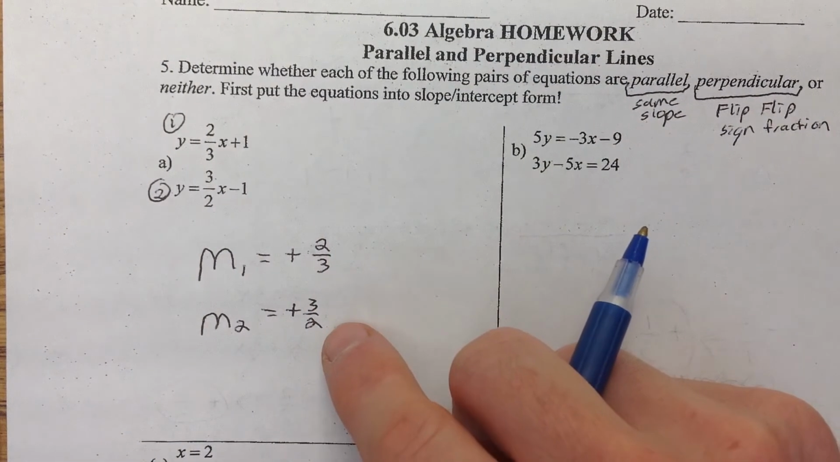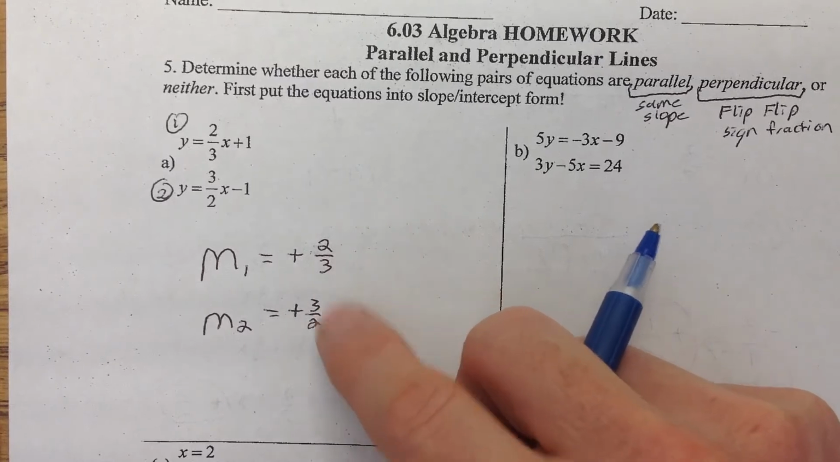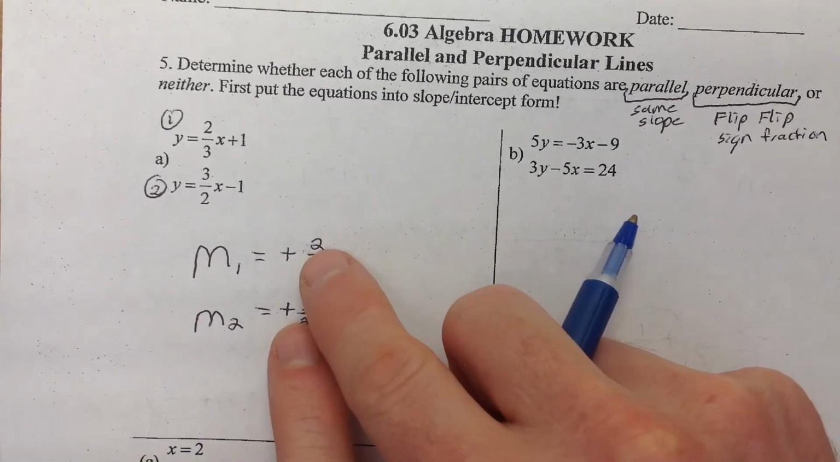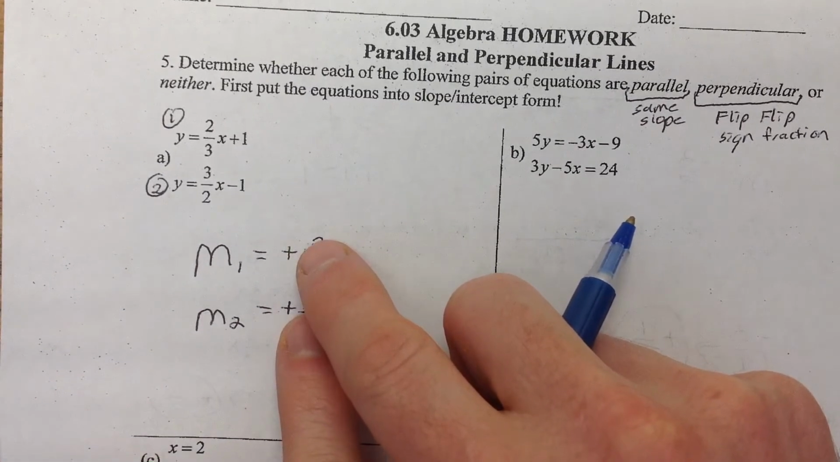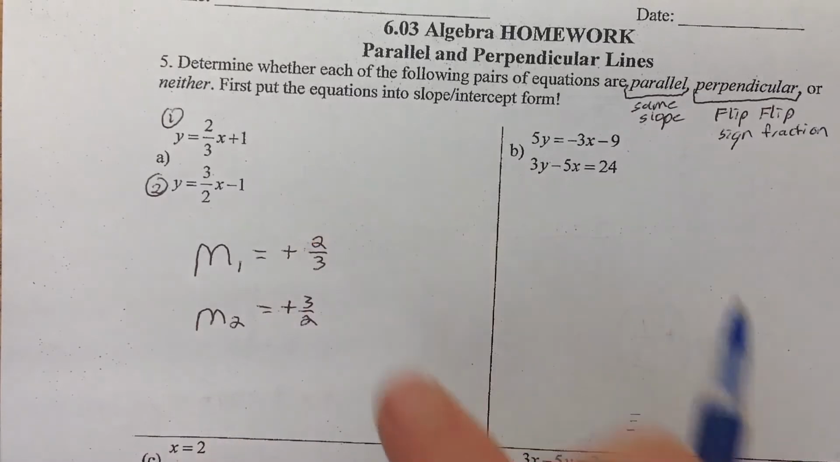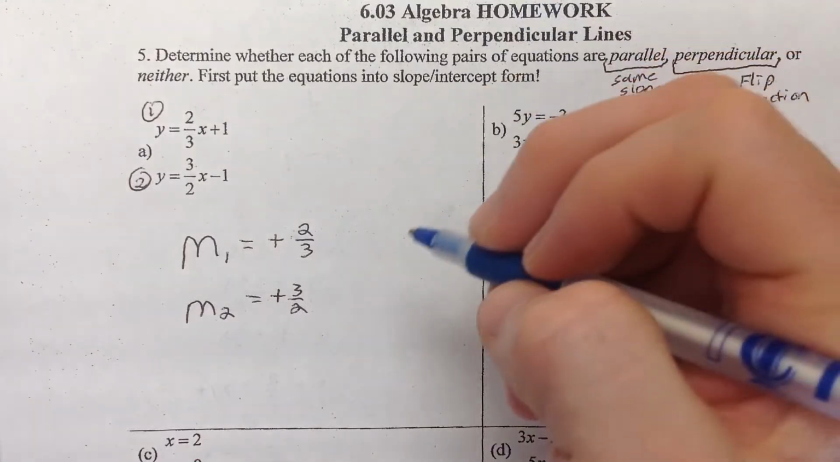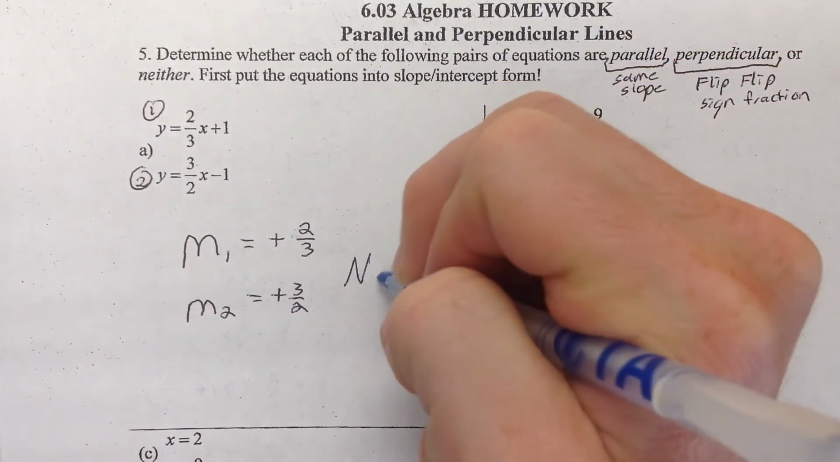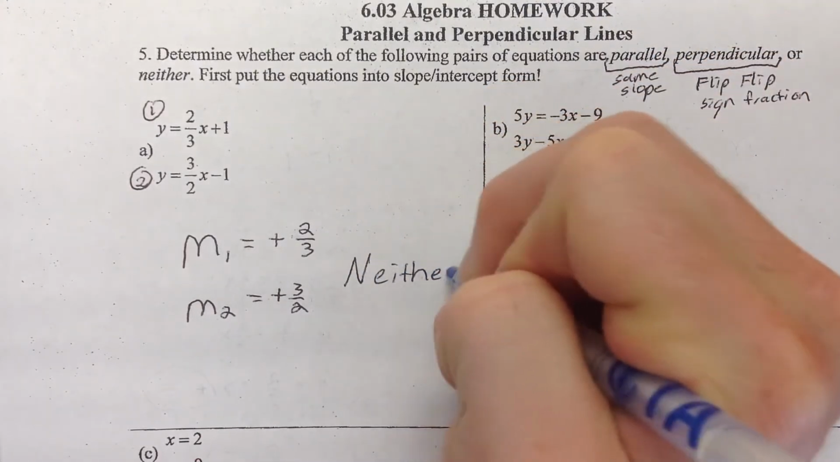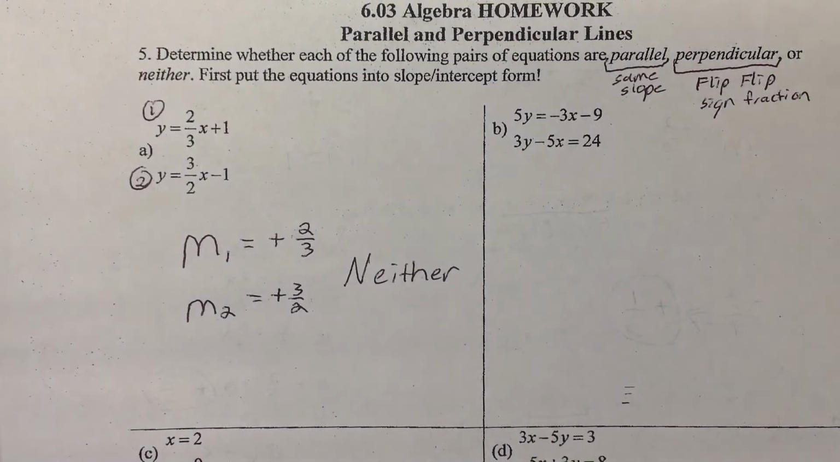Now, a lot of times kids want to say, oh, perpendicular because the fraction's flipped, but if we look at the signs, and this is why I like writing them in, those are two positive signs, which means the sign wasn't flipped, so this cannot count as perpendicular. This would be a neither because the signs are not flipped.